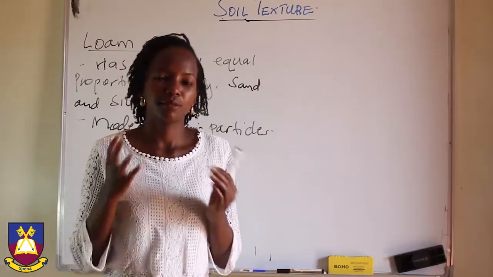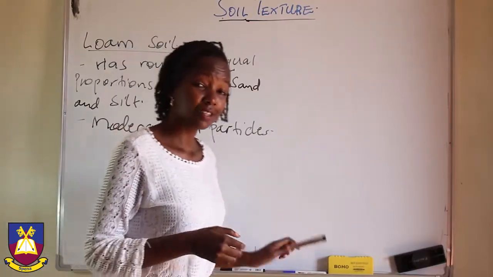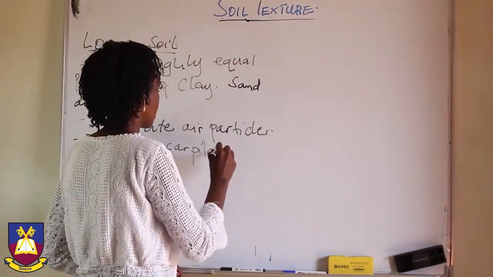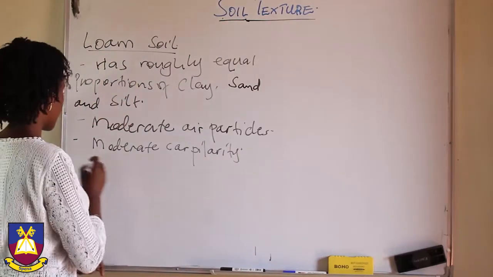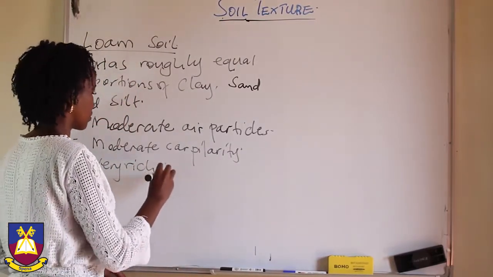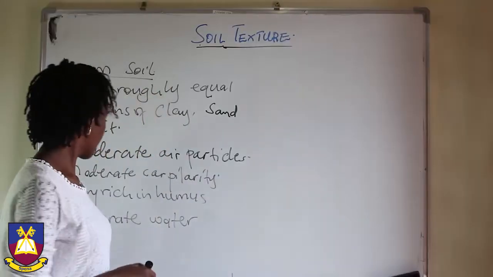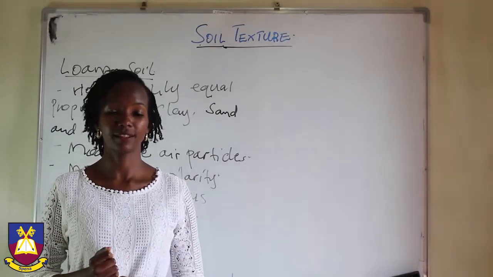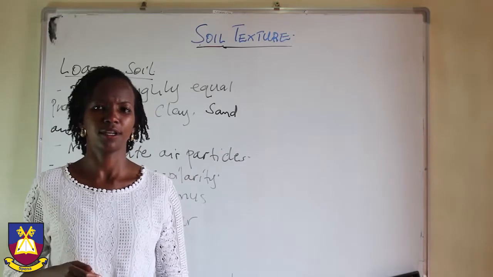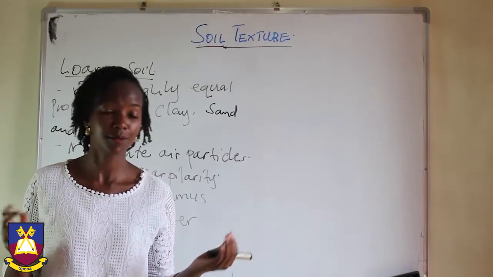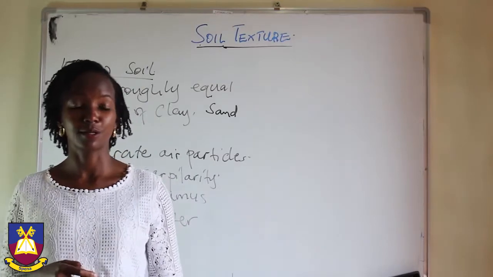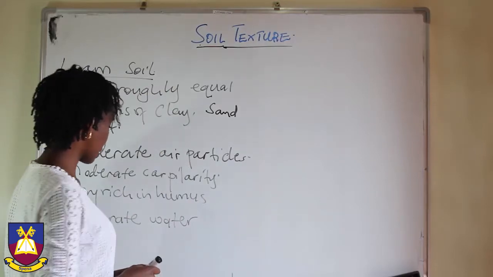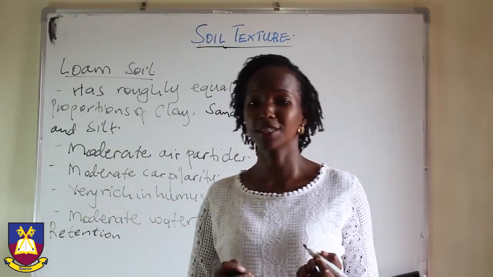And because of the almost equal proportion, it has moderate capillarity. Actually, it's very rich in humus. Loam soil has a very good amount of humus, which is decaying or decayed matter, and that is what is actually very crucial in providing plants with the nutrients, and animals too, and other organisms like bacteria with the nutrients they need for life. Loam soil has moderate water retention. It has moderate drainage.